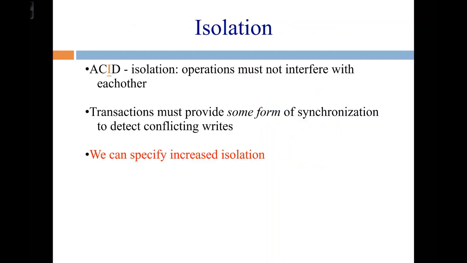So how can we make a transaction look more like this? Well, it comes down to the isolation part in ACID. So isolation means operations must not interfere with each other, and transactions therefore need to provide some form of synchronization to detect conflicts, and we saw that in the last video. What the transaction decided was a conflict was when trying to write the same row to the same table, but trying to read information out of the same table was not a conflict. We were able to do that at the same time in two different transactions. But that was the default behavior, and as I mentioned, we can change the isolation level.